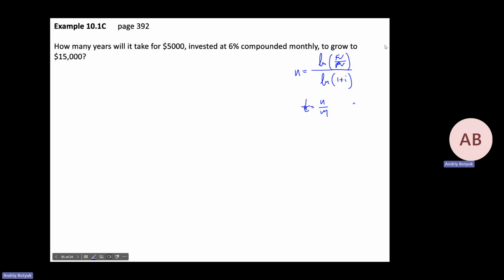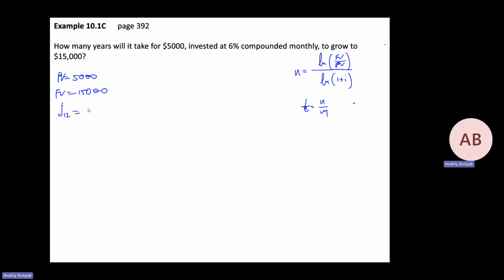So first things first, we need to identify what we know, and then realize what they want us to do. So what we know: we have two amounts, one growing to another. So most likely 5,000 is the present value, and the future value will be 15,000. And I have a monthly compounded interest rate at 6%. Okay, so when I need to find n, the formula is here.